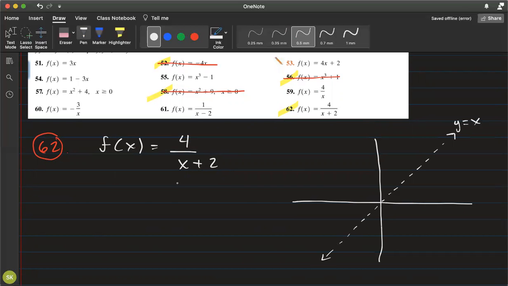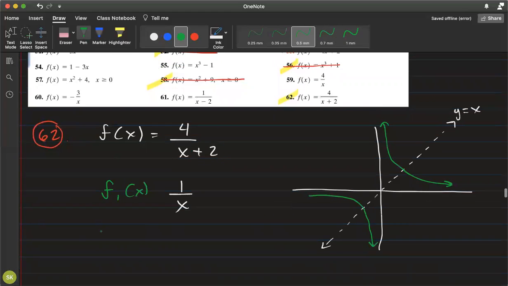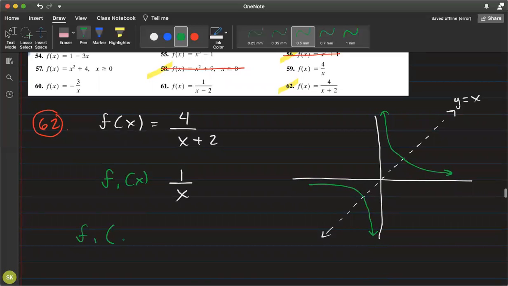So this function kind of looks like 1 over x. And we know what that function looks like. 1 over x looks something like this. So that's the parent function. Now, how do I go from 1 over x to 4 over x plus 2? So if I call this function f1 of x, well, I could plug into f1, x plus 2, and I'll get 1 over x plus 2.